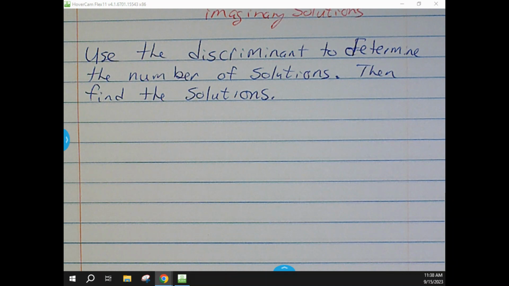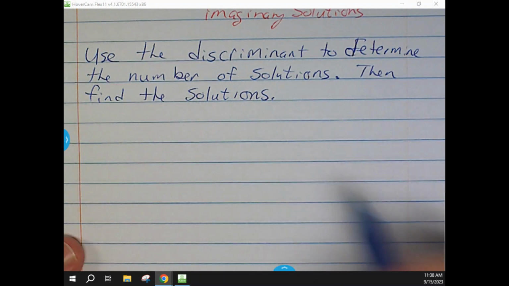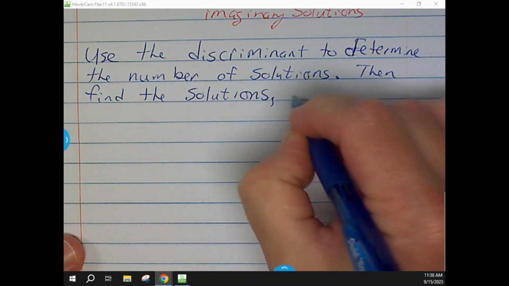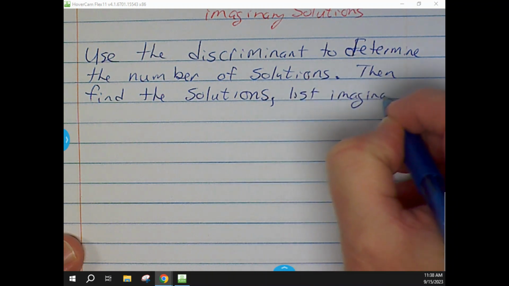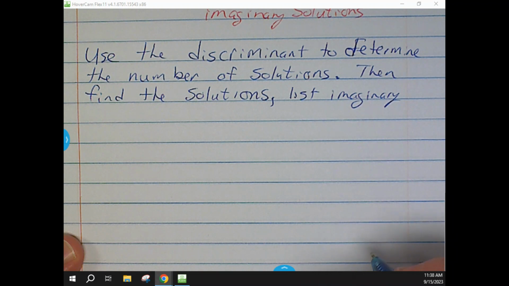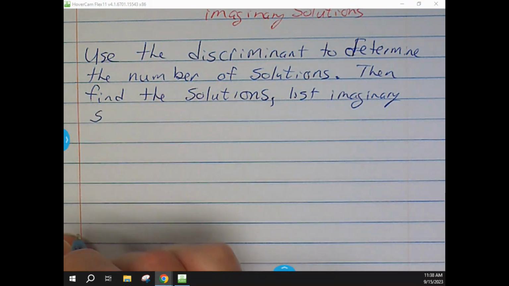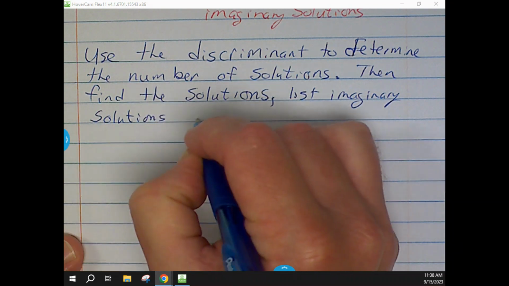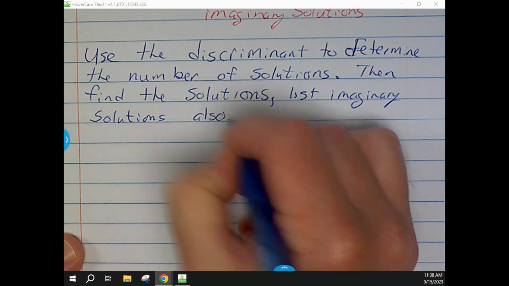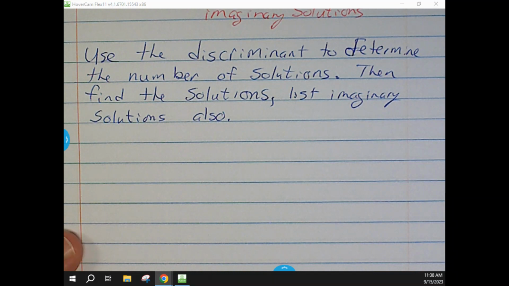So we'll put that in as well: list imaginary solutions. Also, because sometimes they will just tell you to list the real solutions, we're going to do all of those. We're going to list real or imaginary.